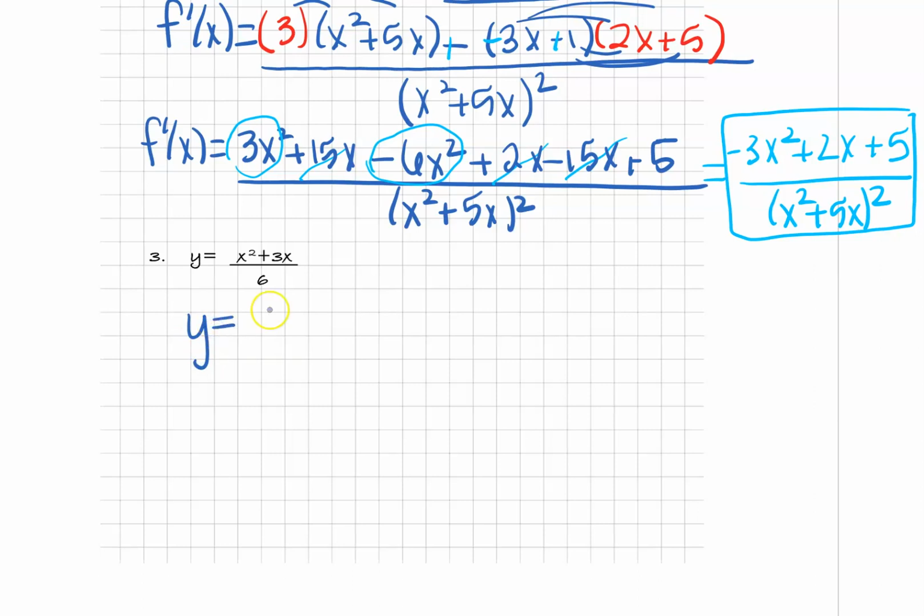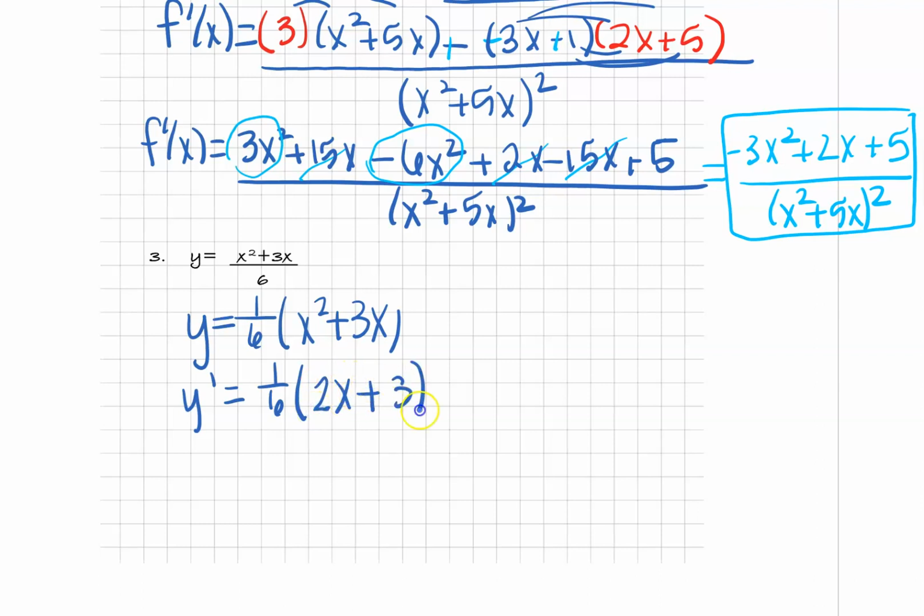So this would be equal to 1/6 times the grouping x squared plus 3x, because multiplying by 1/6 is the same as dividing everything by 6. And based off one of our constant rules that we saw earlier, we know that that 1/6 can just go along for the ride. So I'm going to say y prime is equal to, I'm going to leave that 1/6 alone, the derivative of x squared is 2x, the derivative of 3x is 3.